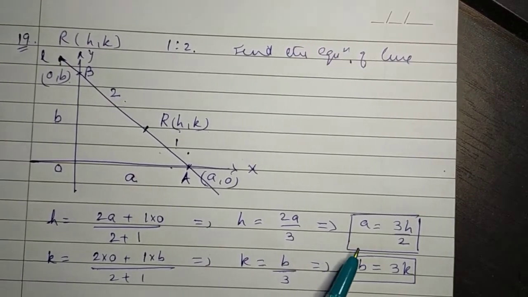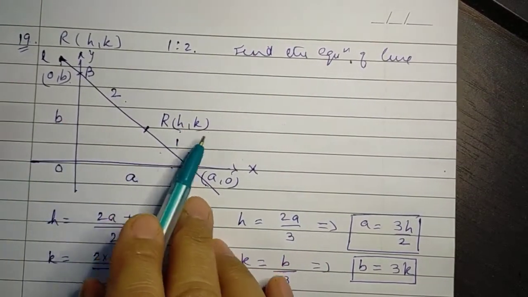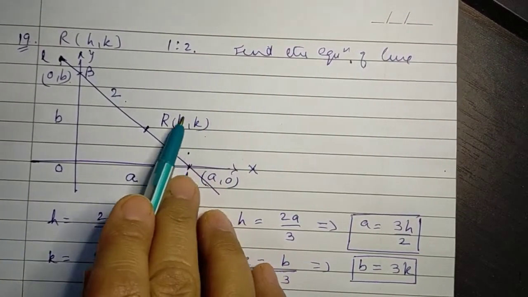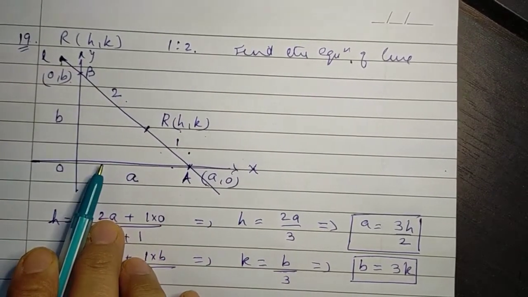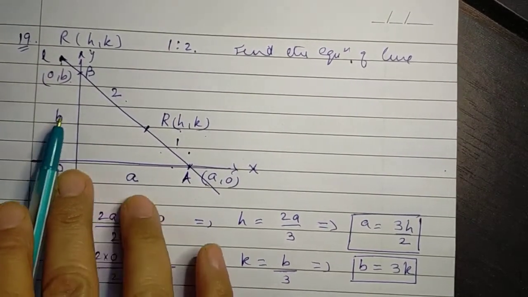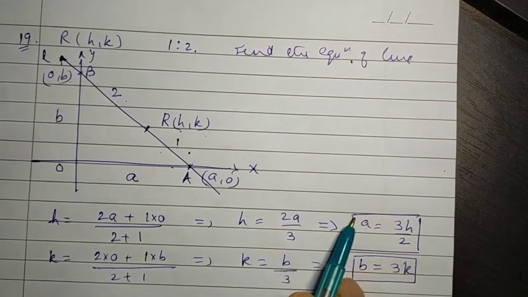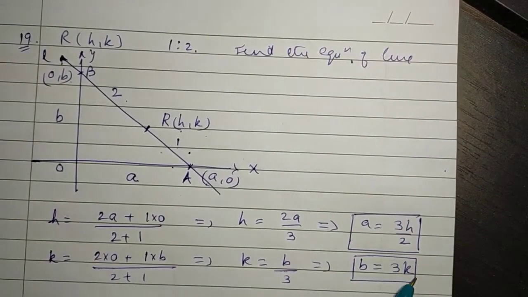Note here we have to find a and b in terms of h and k, because h and k is something which is given to us, and a and b we have assumed to be the intercepts. So we have to remove these a and b and replace them in terms of h and k. Hence here we are finding a and b in terms of h and k.